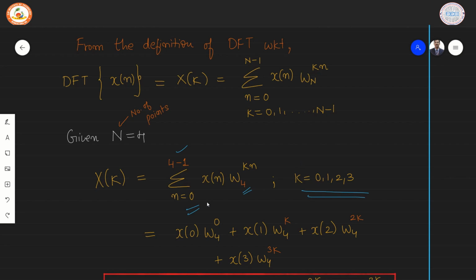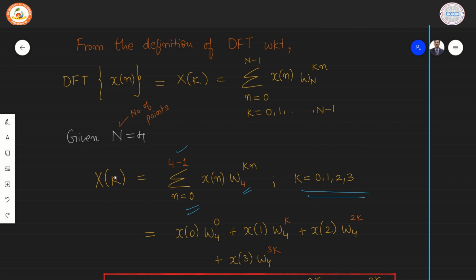In the next step, let us expand this summation by inserting the various values of n. The first value is x of 0, therefore x of 0 is multiplied by W_4 to the power of 0. Next term, n value becomes 1: x of 1 into W_4 to the power of k, plus x of 2 into W_4 to the power of 2k for n which is 2, and the last term, that is the upper limit which is 3, is x of 3 into W_4 to the power of 3k.